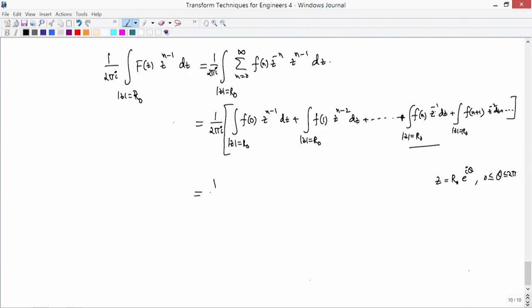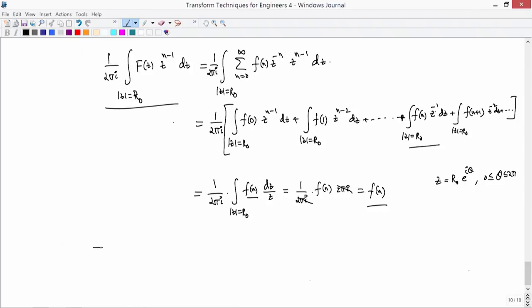So you have 1 by 2 pi i times the integral over c, where only f n dz by z over mod z equal to r naught remains. The other terms are 0. Here f n is constant, it has nothing to do with z, and the integral of dz by z is simply 2 pi i. So that gets cancelled and you get f n. You see that this integral is nothing but f n.